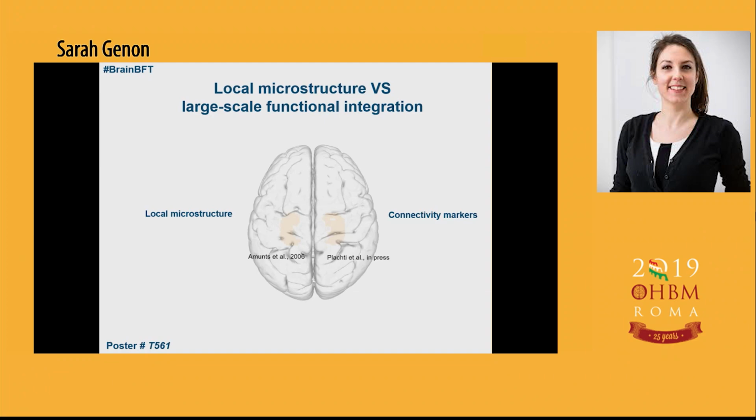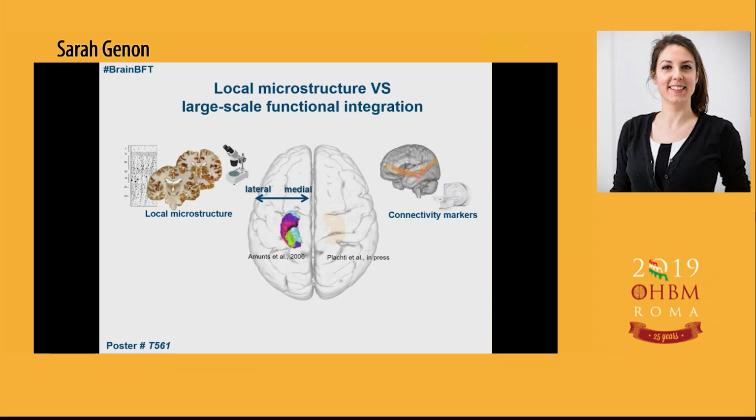So to summarize, to show it differently, this is a transparency of the brain and the hippocampus seen from the top. Based on local microstructure, we see this type of pattern with an organization more or less along the medial lateral axis. And if we look at functional connectivity, the primary organization that we see is along the longitudinal axis with an anterior-posterior differentiation.